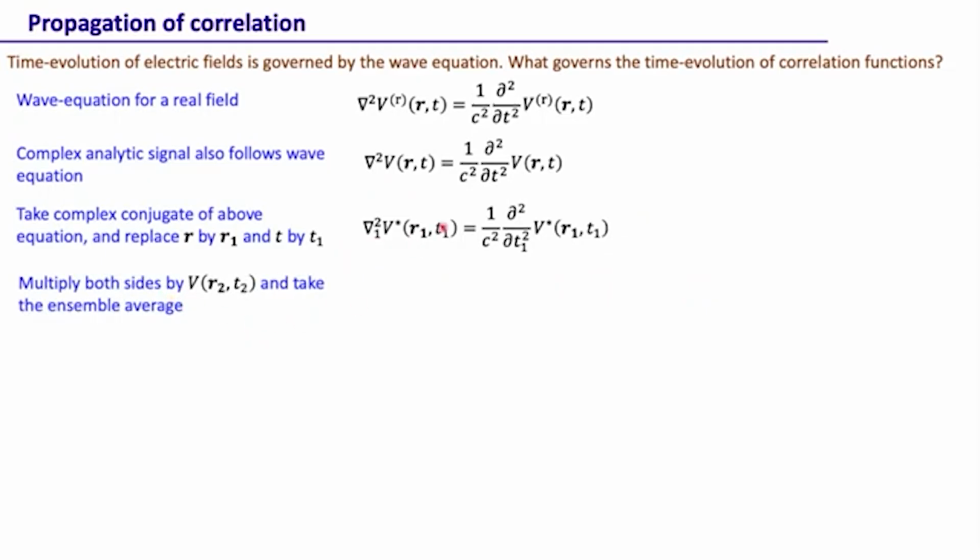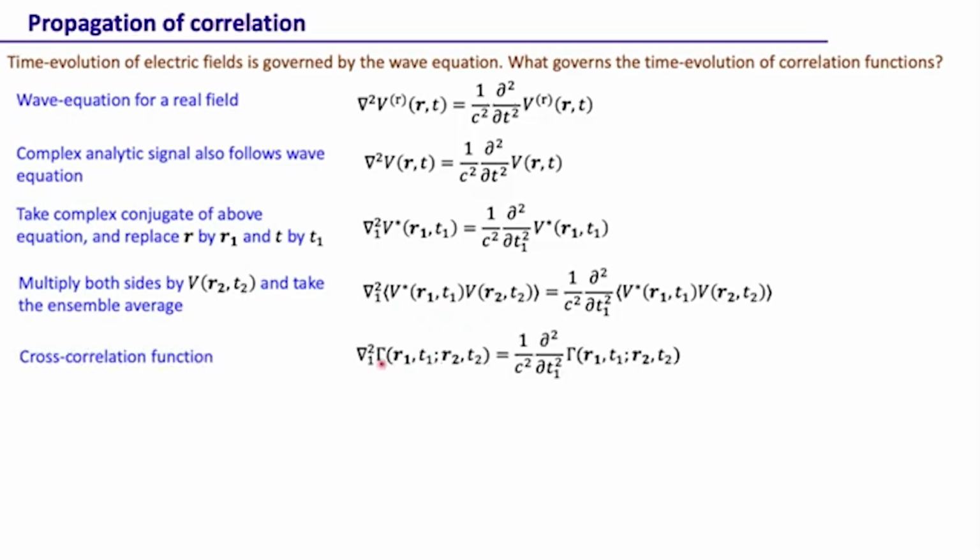Now we multiply both sides of this equation by V(r2,t2), and then take the ensemble average. So this quantity also now follows this wave equation. Now what is this quantity? This is the cross correlation function gamma(r1,t1,r2,t2). So we see that the cross correlation function actually follows a wave equation, but here this wave equation is only with respect to r1. The derivative is only with respect to r1, and this one is only with respect to t1.